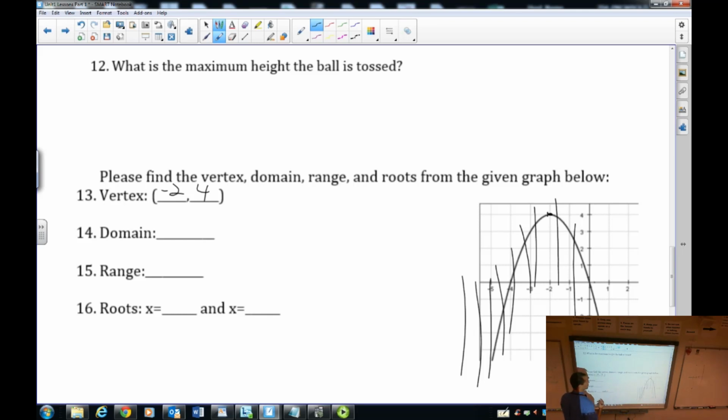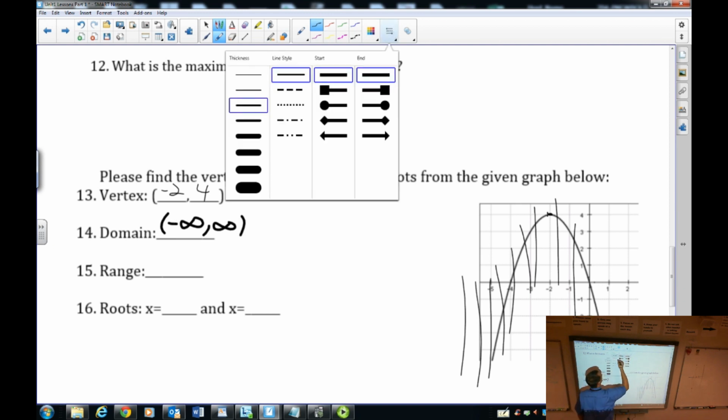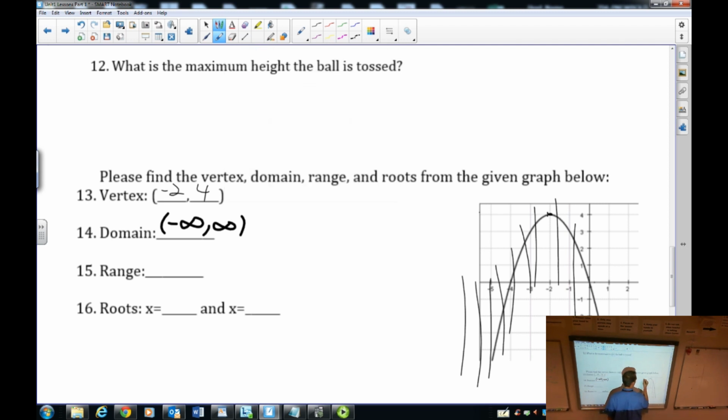Okay, where we left off was number 13. Vertex was at negative 2, 4. The domain was all real numbers from negative infinity to positive infinity. And the range, let's see. Up here, the highest of the range is at 4. Then it doesn't go any higher than that, no.